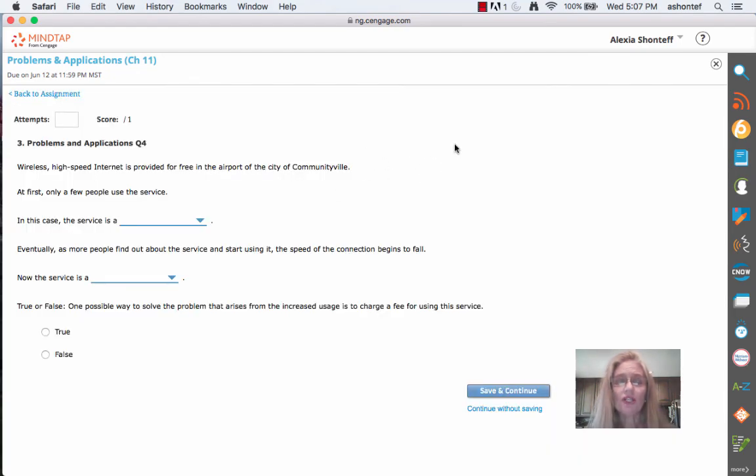The last question here, not really sure I need to give any hints. It's just talking about this wireless high-speed internet, and it goes through a series of three questions, and all I'll just tell you is to just carefully read what the question is asking, and I don't think you'll have trouble answering these questions. And that's it for this part of the homework.